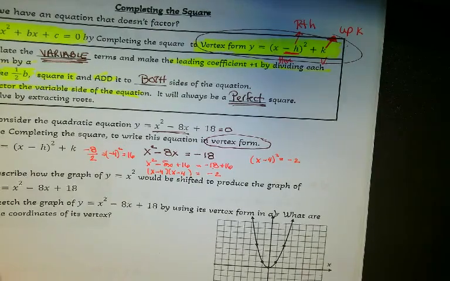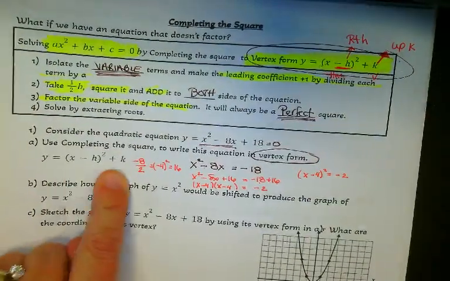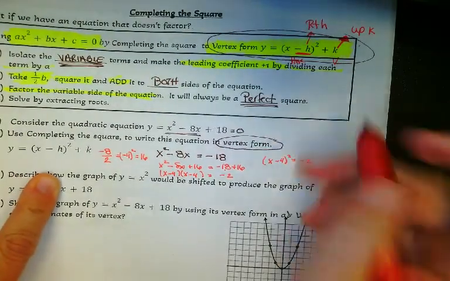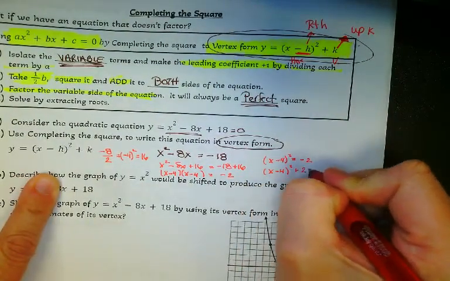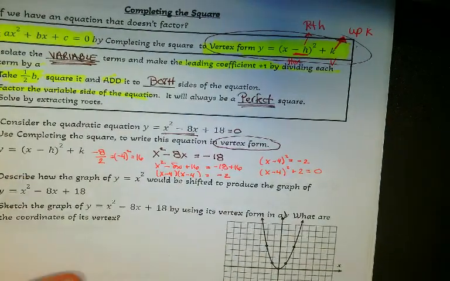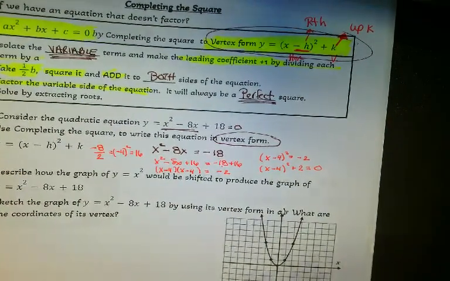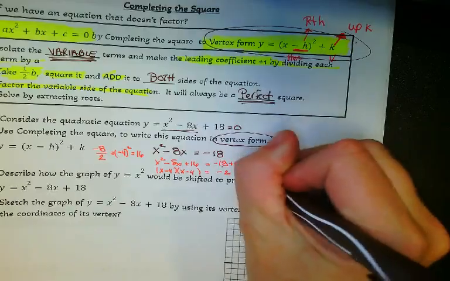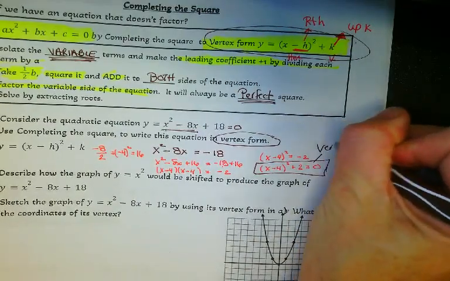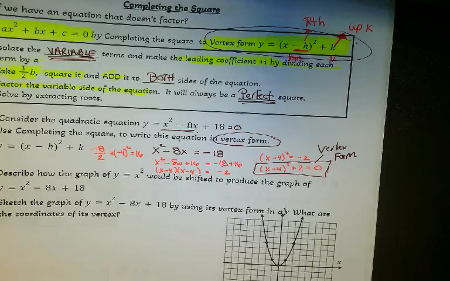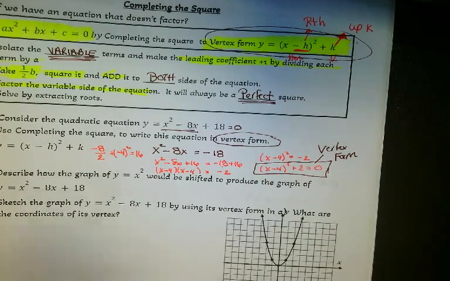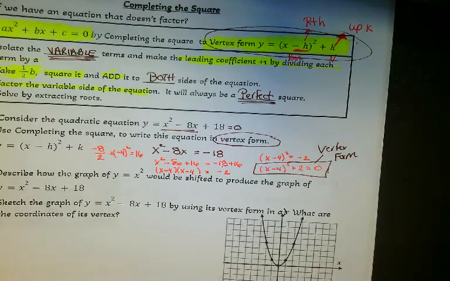Now, because it wants it in vertex form, I'm just going to bring the 2 back. So I'm going to say this is x minus 4 squared plus 2 equals 0. Okay. And I want you to box that in. This is vertex form. Make a little note for yourself. Vertex form means you can see the horizontal and the vertical shift.